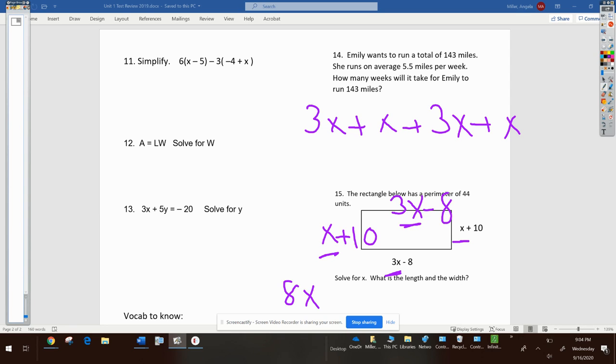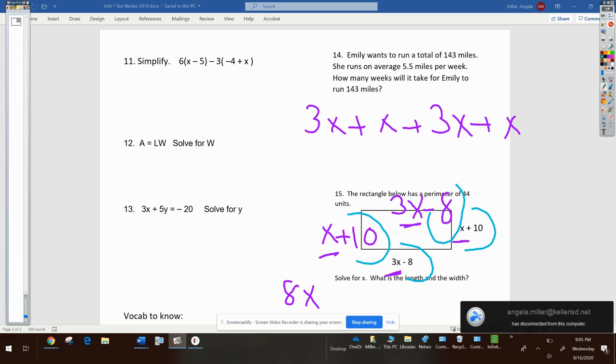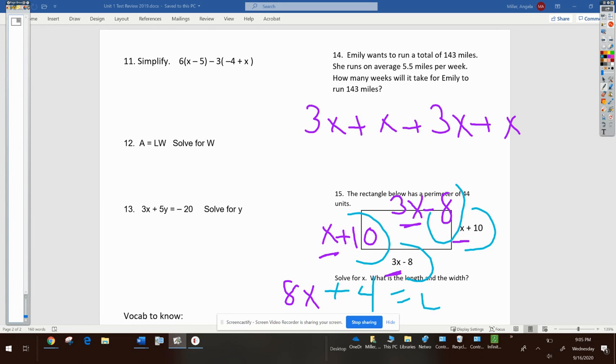All right, now I need to add my numbers. I have a negative 8 and a 10 and a negative 8 and a 10. So 10 and 10 is 20. And then 20 minus 16 is 4. Oh my, I'm tired. Okay, so there's our equation. 8x plus 4 equals 44. And if we solve all of that, it's going to give us x equals 5.